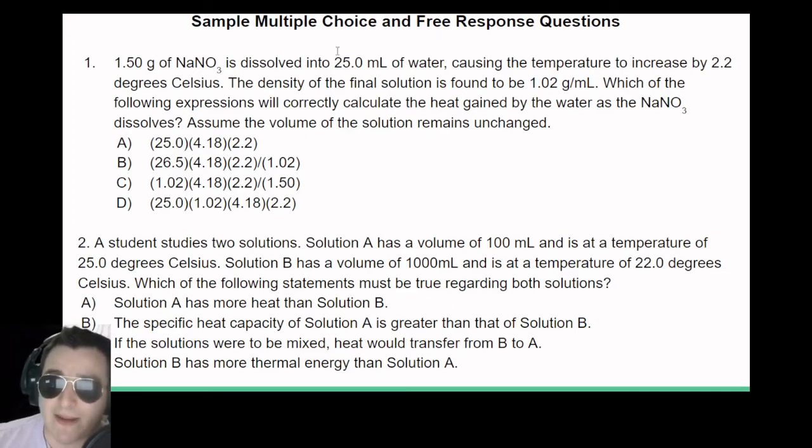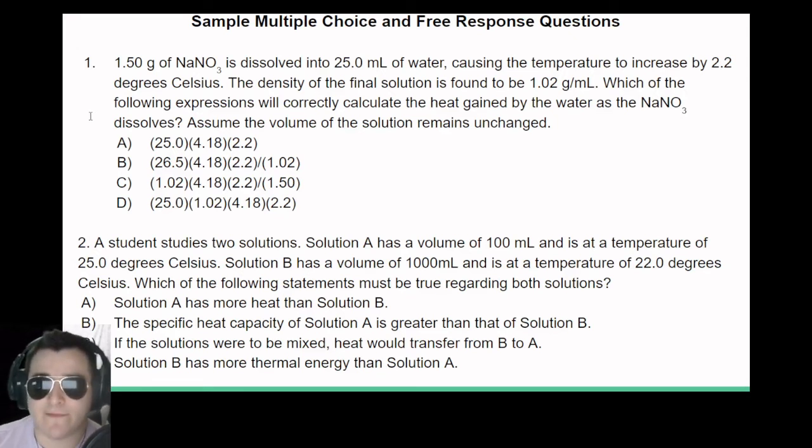I've got my mass of water here. Remember, the density of water is just 1. So 25 milliliters is 25 grams of water. It goes up by 2.2 degrees Celsius. And the specific heat of liquid water is 4.18. So that would be the Q that the water is absorbing.